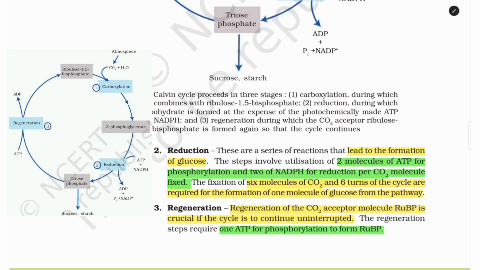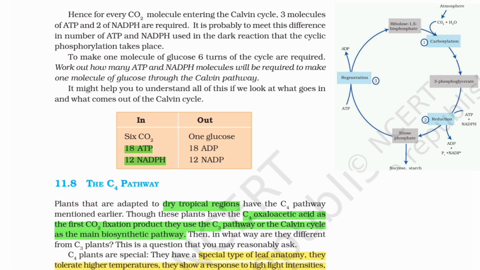Number 3, that is the last step, is regeneration. Regeneration of the CO2 acceptor molecule RUBP is crucial if the cycle is to continue uninterrupted. The regeneration steps require 1 ATP for phosphorylation to form RUBP. Hence, for every CO2 molecule entering the Calvin cycle, 3 molecules of ATP and 2 NADPH are required. It is probably to meet this difference in number of ATP and NADPH used in the dark reaction that cyclic phosphorylation takes place. To make 1 molecule of glucose, 6 turns of the cycle are required.